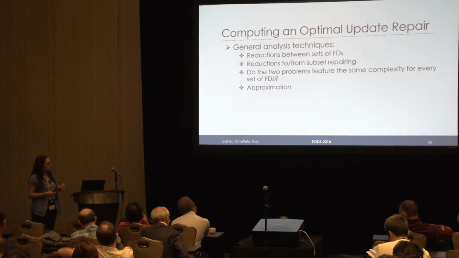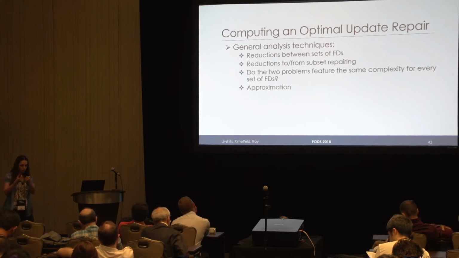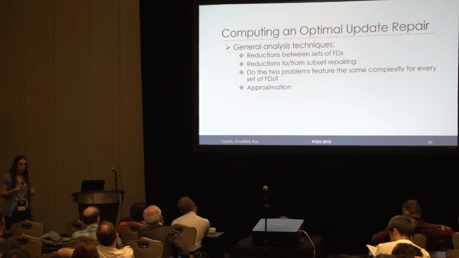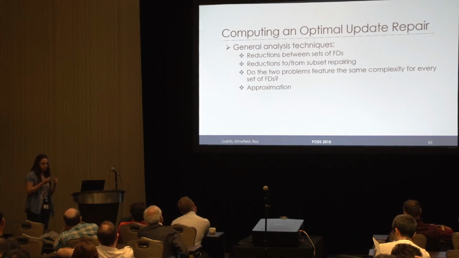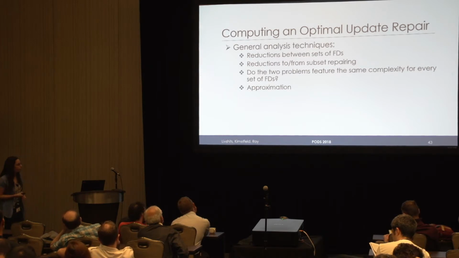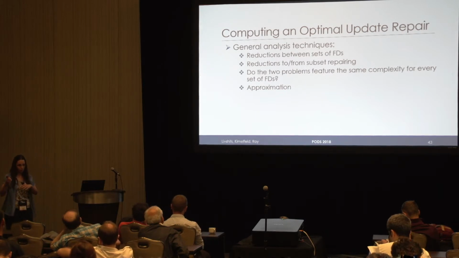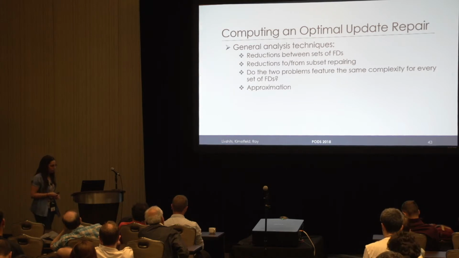And also because we assume here that when we change a value in the database, we can change it to any value that we want. Okay, but it's not clear what happens when we have a limited domain, when we can use just a limited number of values. We're actually working on this problem now. And it's also not clear what happens when we have a different cost for changing each attribute. Like every attribute has a different cost, or even every cell has a different cost. Okay.